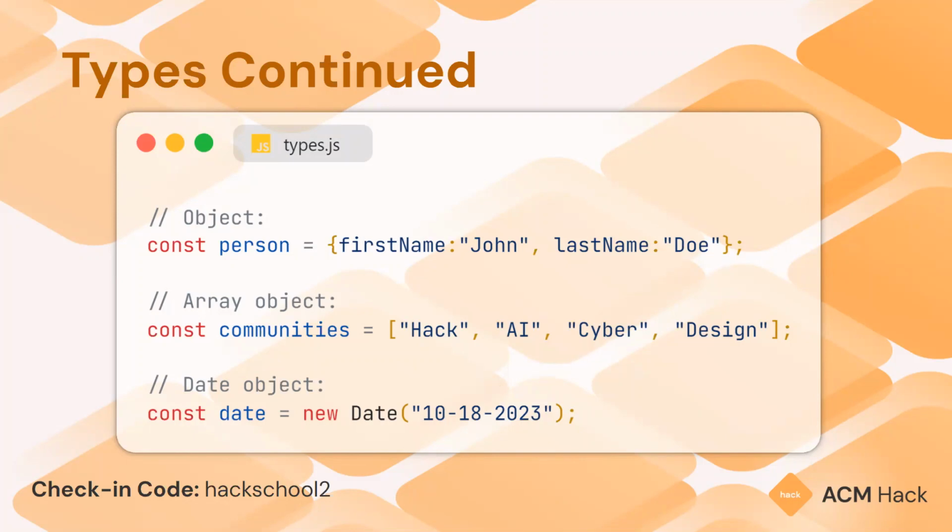For the object or the array? All right, yeah, just like in other languages, you could just do communities and then index into 0. That would give you hack. Okay, any other questions on arrays?